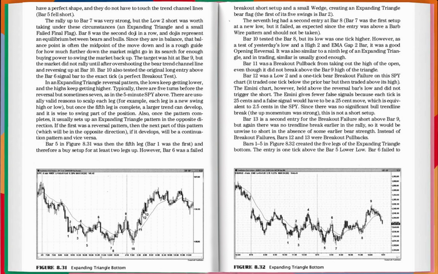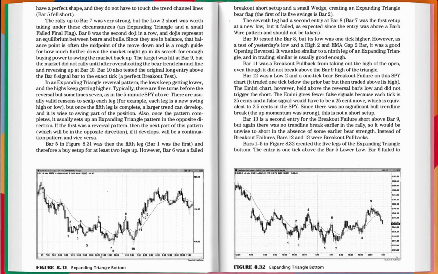Since there was no significant bull trendline break, the up momentum was strong. This is not a short setup. Bar 13 is a second entry for the breakout failure short above bar 9, but again, there was no trendline break earlier in the rally, so it would be unwise to short in the absence of some earlier bear strength. Instead of breakout failures, bars 12 and 13 were breakout pullbacks.